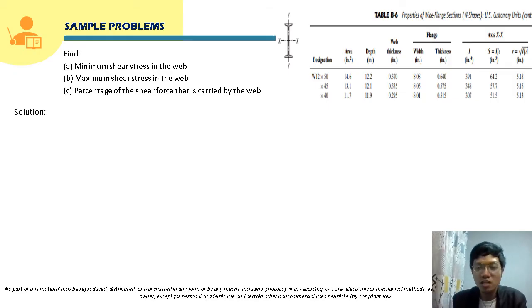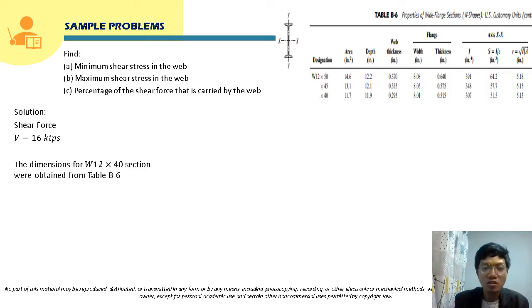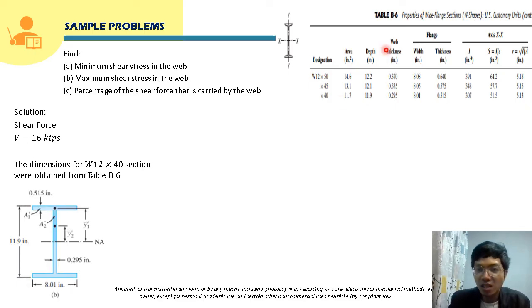Okay, so class, to solve this problem, the shear force is given in the problem. So the shear force, class, is 16 kips. This is the shear force that acts at the specified point where we will solve the stress. Okay. And then, class, the dimensions of the W12 by 40 section were obtained from table B6. So, let's illustrate our I section or wide flange section, class. So, class, from the table, okay, for W12 by 40, this is the W12 by 40.